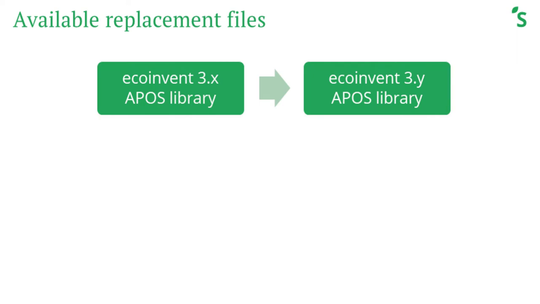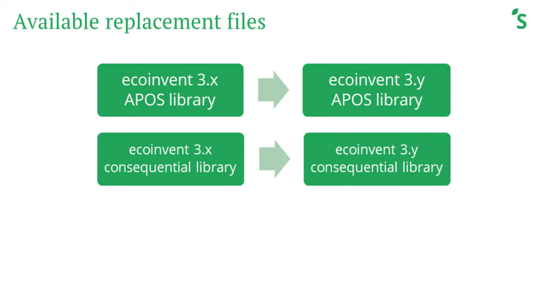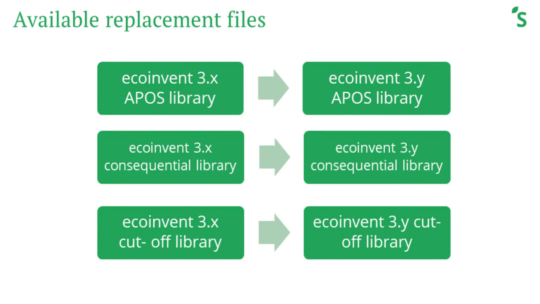There are 3 replacement files available that allow you to switch from previous eco-event versions to newer eco-event allocation at the point of substitution library, previous eco-event versions to newer eco-event consequential library, and previous eco-event versions to newer eco-event cutoff library.